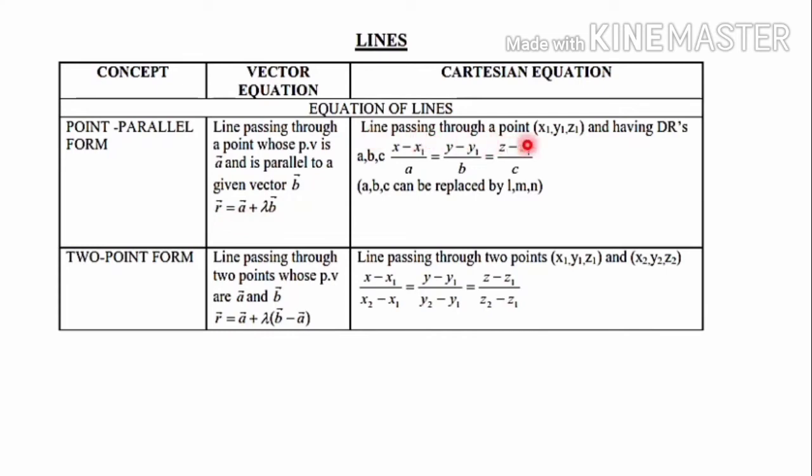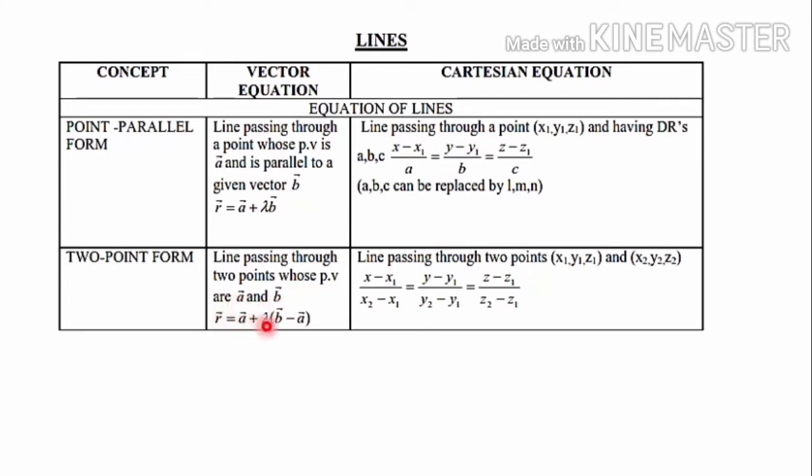A line passing through a point x1, y1, z1 and having direction ratios a, b, c: x minus x1 by a equal to y minus y1 by b equal to z minus z1 by c. As before, a, b, c can be replaced by l, m, n also. That means if direction cosines are given, x minus x1 by l equal to y minus y1 by m equal to z minus z1 by n.